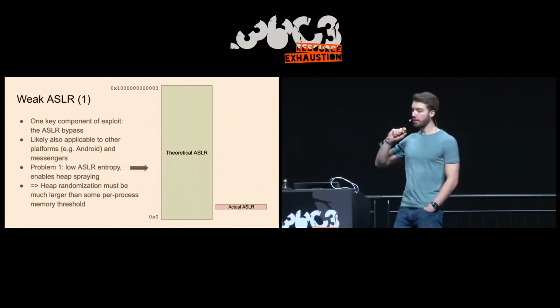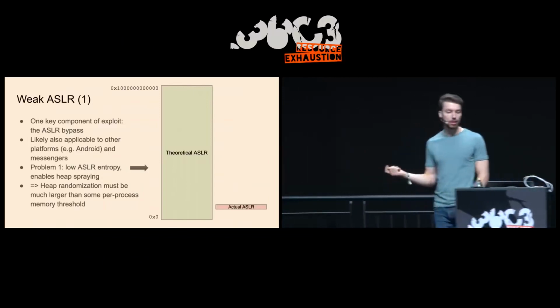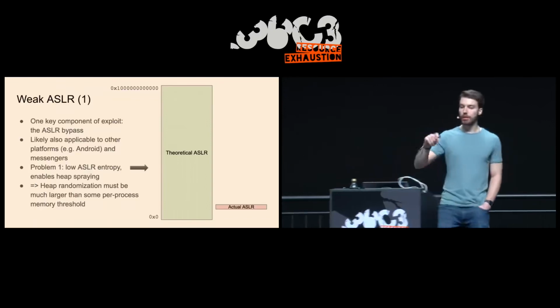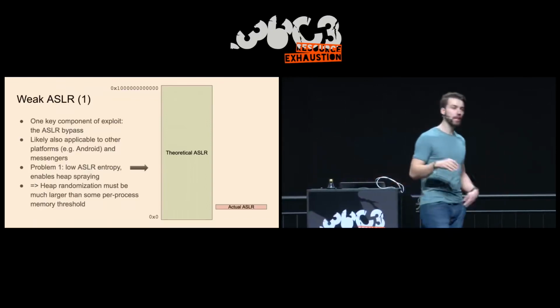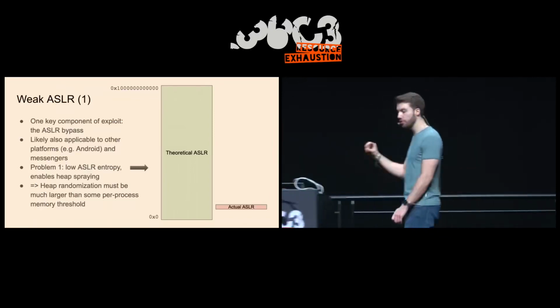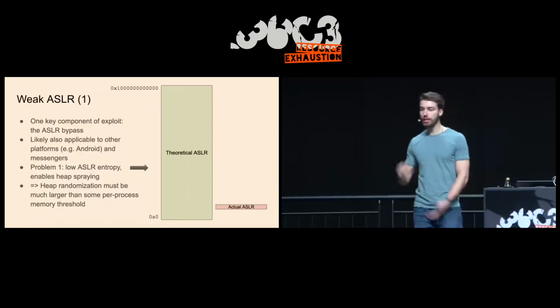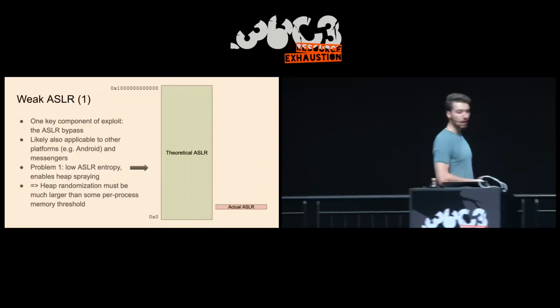So weak ASLR, this is basically the heap spraying, which is just too easy. This shouldn't be so easy. In terms of theoretical ASLR, you can see it maybe sketched here on the right. In theory, ASLR could be much stronger, much more randomized. In reality, it's just like the small red bar. So it should just have much more entropy to make heap spraying not viable anymore.